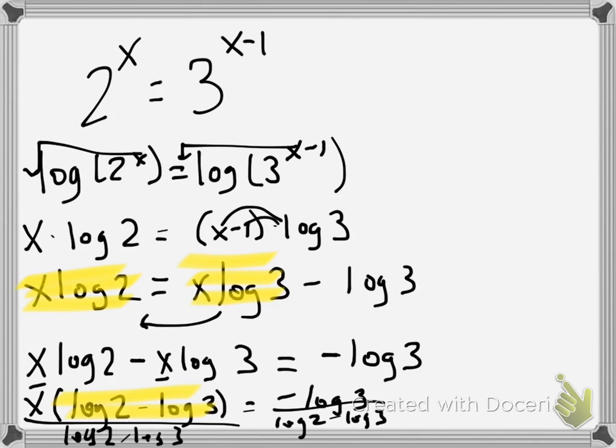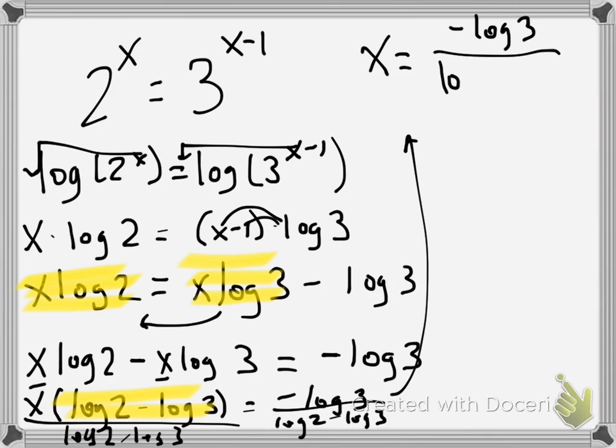So I'll write it cleanly up here. That means that x is going to equal, in its exact form, negative log 3 over log 2 minus log 3. If you go to put this into your calculator because you want a decimal instead, that would be something like 2.710.